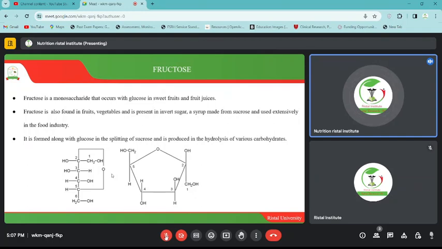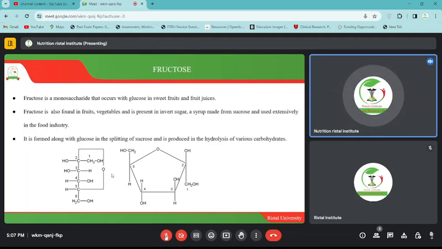So getting forward into what you call fructose. Fructose is a monosaccharide that occurs with glucose in the sweet fruits and fruit juices. And fructose is also found in fruits, vegetables, and is present in invert sugars, a syrup made from sucrose and used extensively in the food industries. These are some of the sweeteners that the food manufacturing industries use for sweetening their foods.